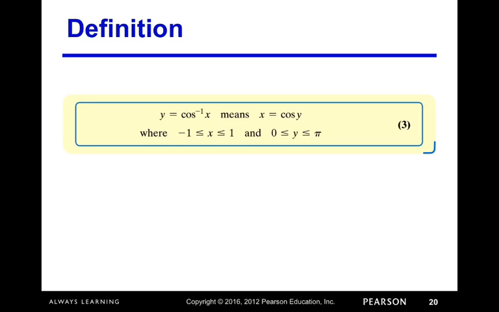Same thing as far as this definition. If y is the angle that has a cosine of x, then x is the cosine of y. We're looking for our x's as -1 to 1 and our y's from 0 to pi. That's the only piece that's different than really what we saw in the sine function, is we're looking in a different range, or we're looking from 0 to pi instead of from -pi over 2 to pi over 2.